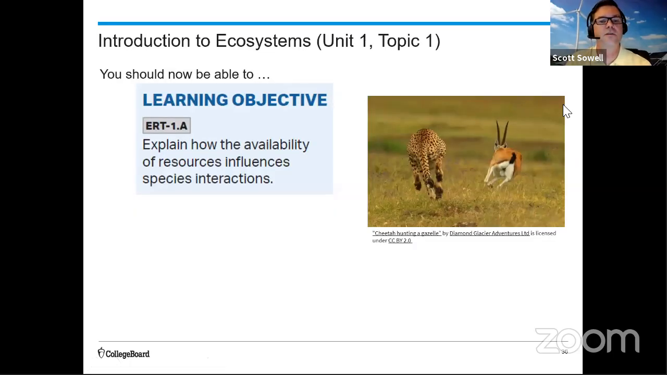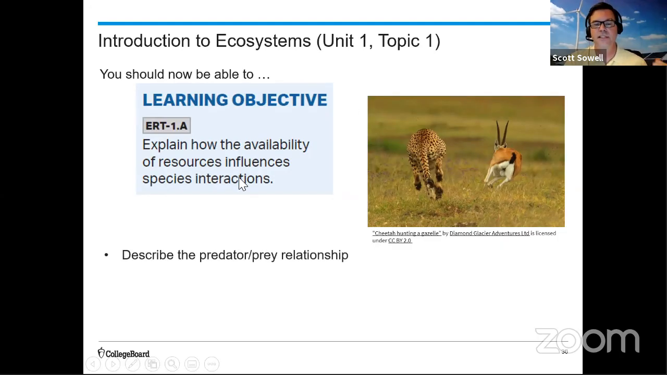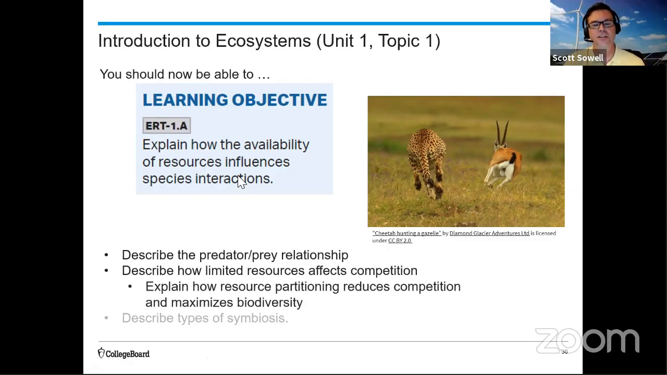All right, so at this point, that's kind of 1.1. You should be able to explain how the availability of resources influences interactions. So we looked at predator-prey, competition, niche partitioning or resource partitioning, and symbiosis. All of those are different ways in which organisms or different species interact with each other.